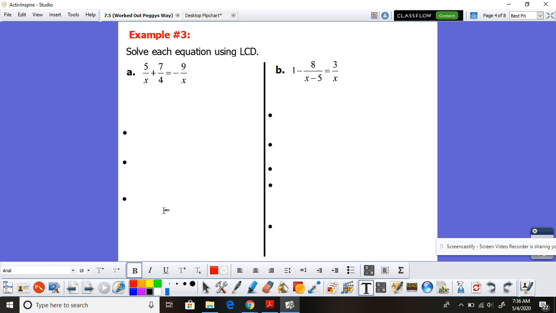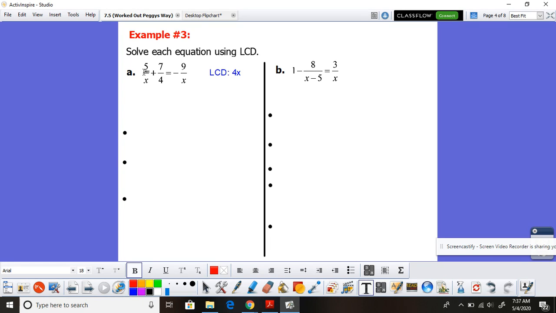All right, solve each equation using the LCD. Okay, so this is one thing that does carry over from 7.4. We have to find the LCD and use it. And when we do this, we want to find the LCD of all 3 of these terms. Okay, well, this is x, it's in simplified form. This is 4, it's in simplified form. So we could easily see that the LCD is just 4x. We're just going to multiply those.